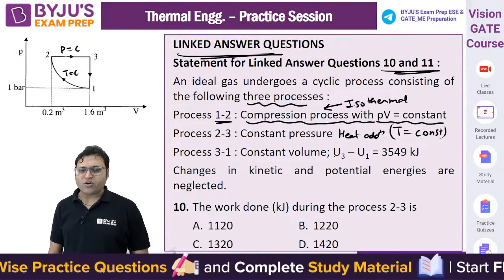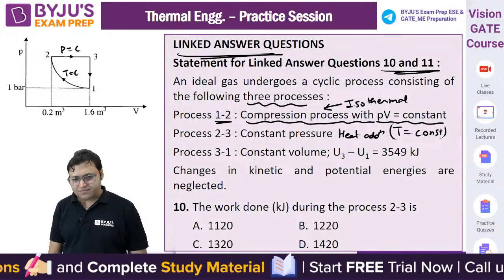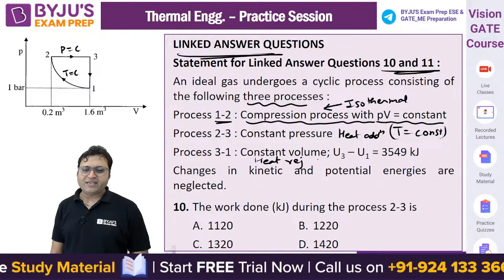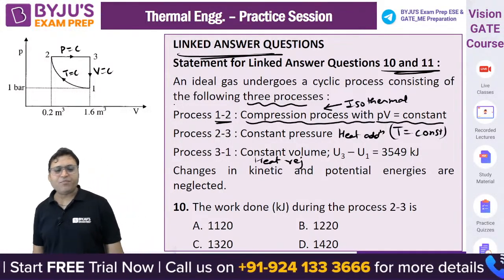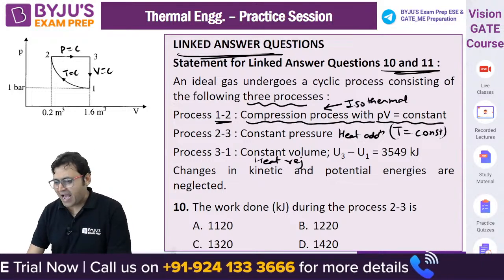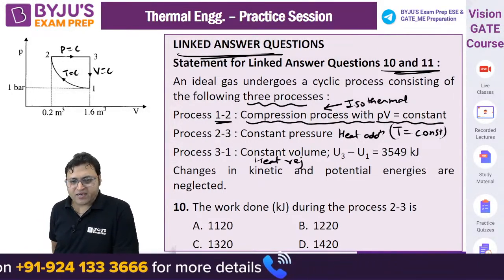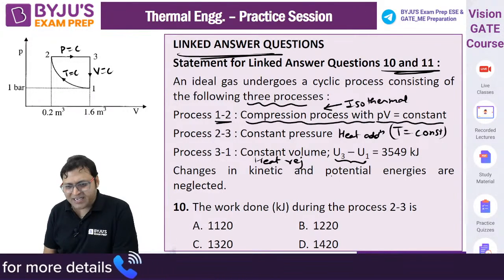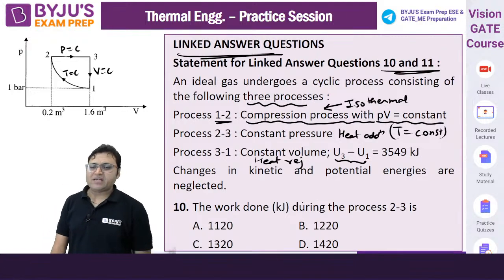And 3 to 1 is constant volume heat rejection. Constant volume heat rejection. So there are three processes: one is isochoric, isobaric and isothermal. So 3 to 1 is isochoric, U3 minus U1. The change in internal energy is 3549. Change in kinetic and potential energy are neglected.